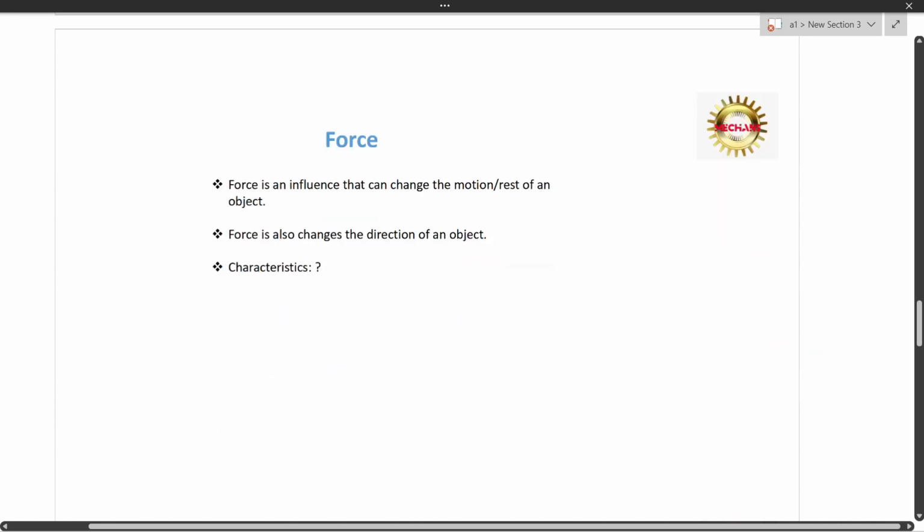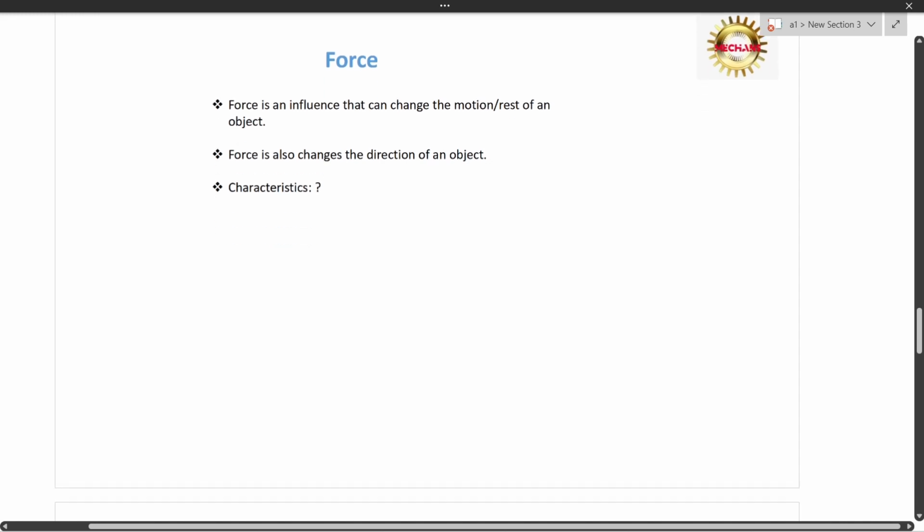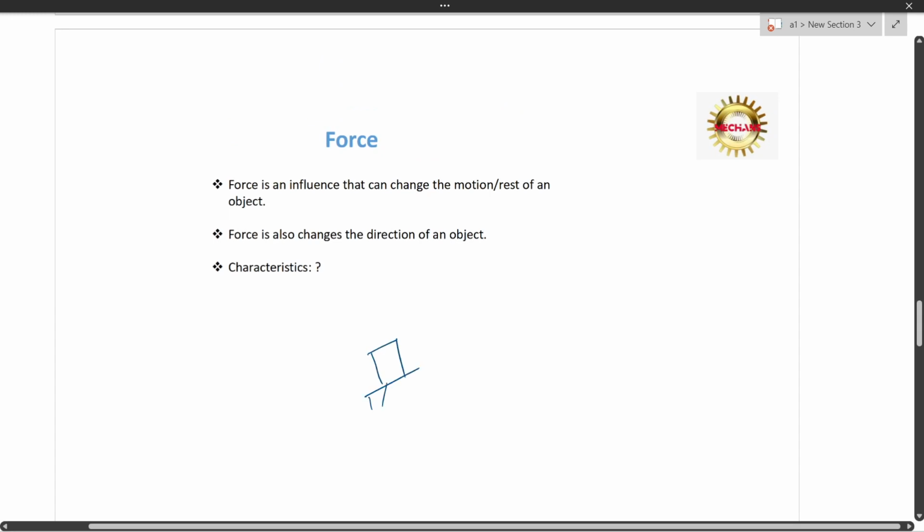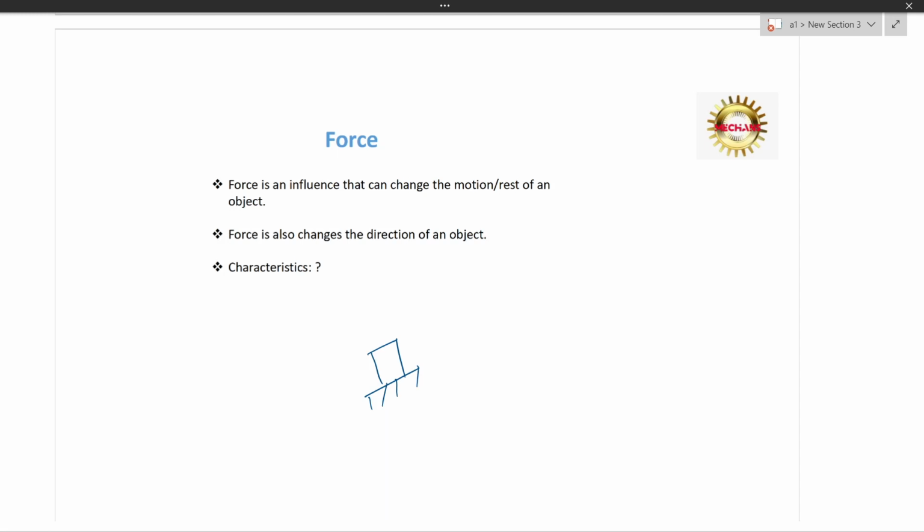So next we are going to see about force. Force is an influence that can change the motion or rest of an object. Take one example: an object that is stationary. To move this object from here to here, we need to apply some force on it, so that this force will cause the object to move from here to here.